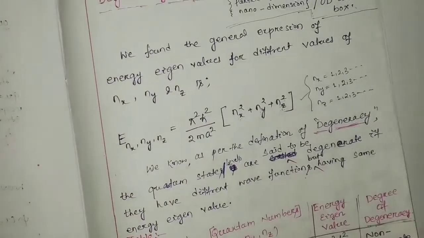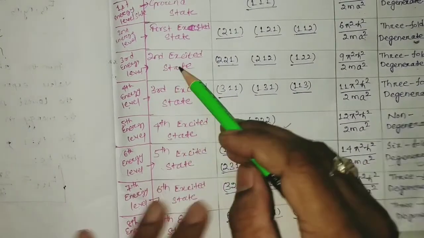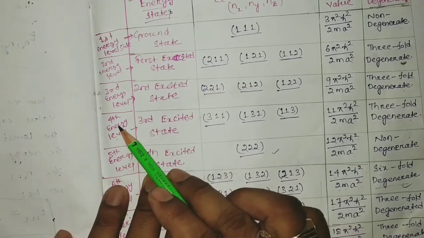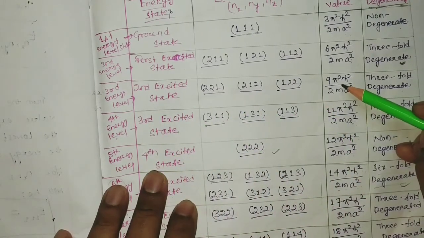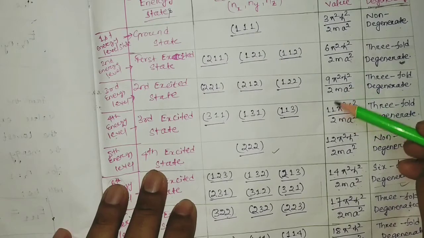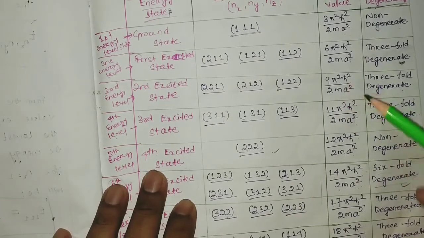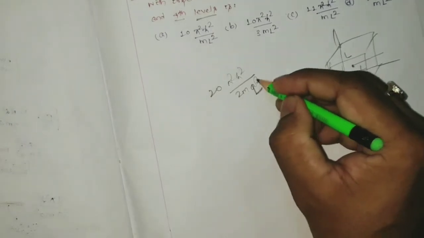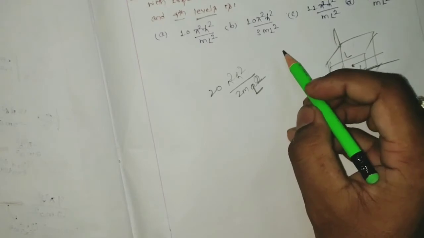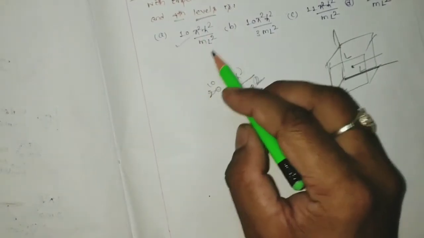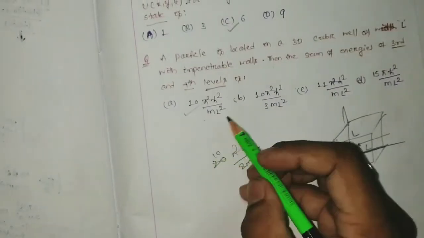So we have to consider the third and fourth energy levels, the third being the so-called second excited state, and the fourth energy level being the third excited state. The corresponding eigenvalues are 9 pi square h cross square by 2 m a square and 11 pi square h cross square by 2 m a square. Adding them, 9 plus 11 is 20 pi square h cross square by 2 m a square, but instead of a square it will be L square, because the length is L. In the option, the 20 and 2 cancel, giving 10, so this option will be correct: 10 pi square h cross square by m L square. This will be the correct answer.